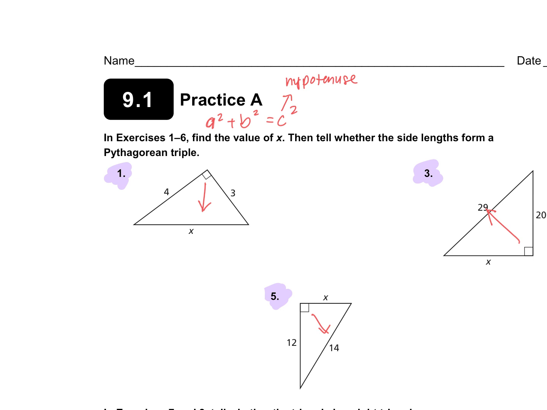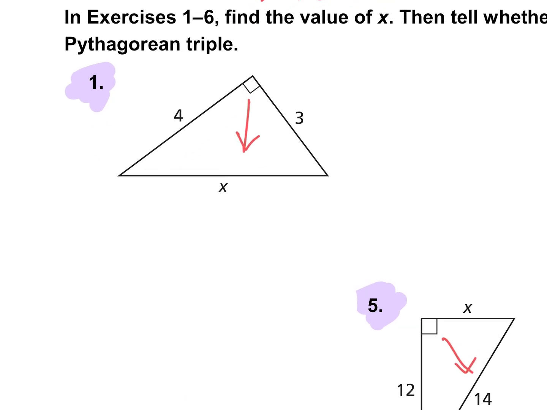Looking at this one, I'm going to plug in what I have. I have my a squared, which I'm just going to plug in. Here's my a. Here's my b. Please label. Your a is 4, so 4 squared plus 3 squared equals x squared.